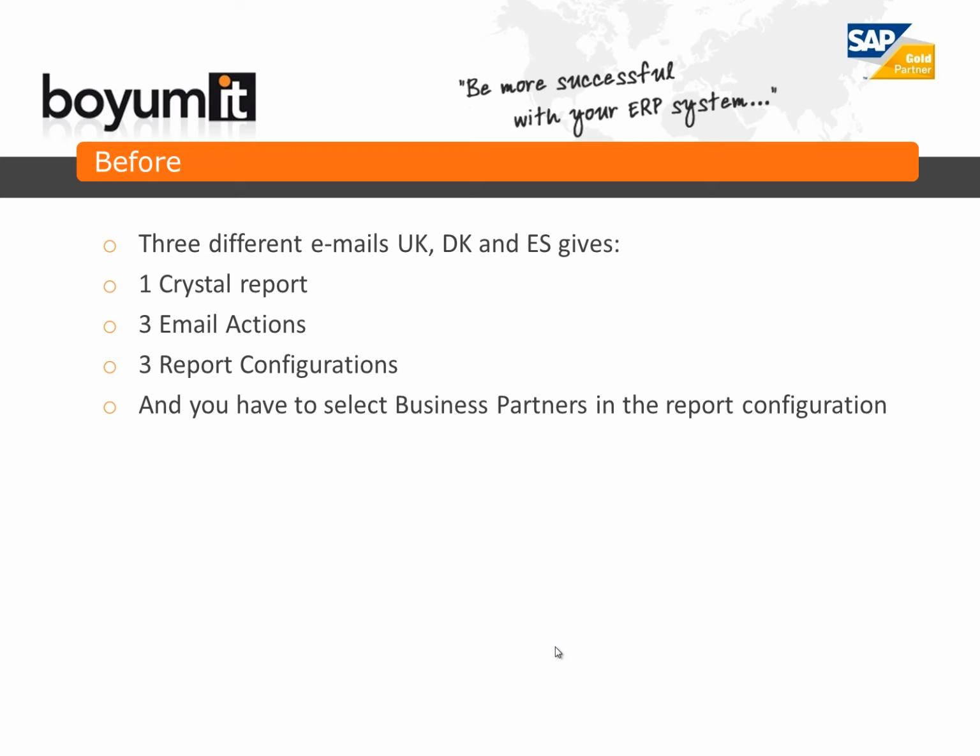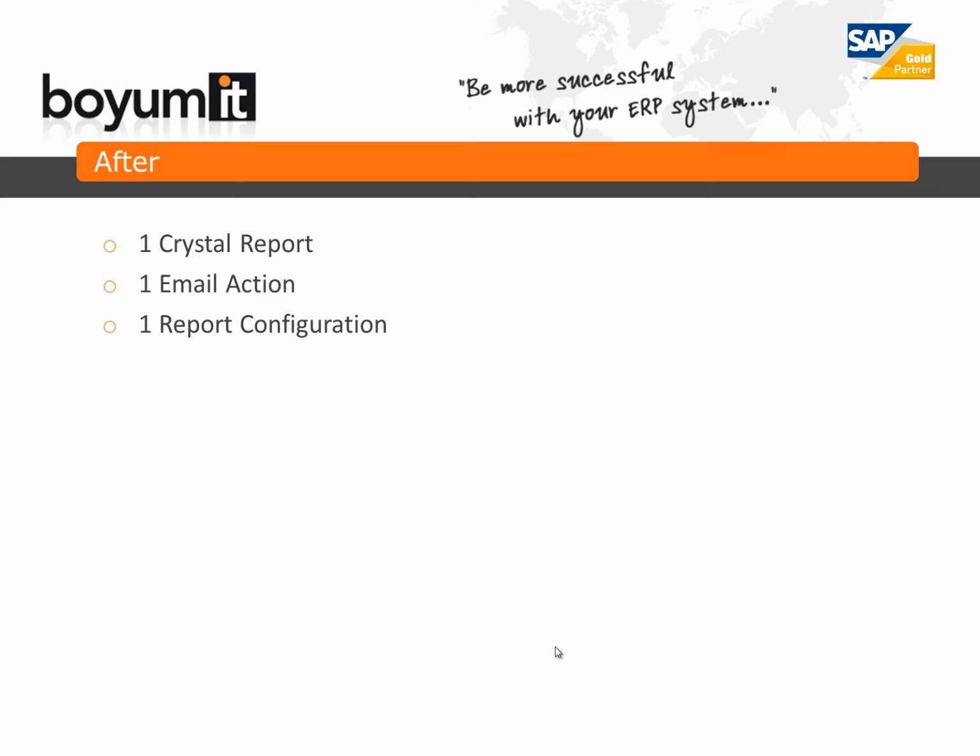If we had 3 translations, one for English, one for Danish and one for Spanish, we would have 3 email actions, 3 report configurations, and we had to select business partners where the report actions should be used. With the new system, we can have 3 translations as well, but we only need 1 email action, 1 report configuration, and we do no longer need to select business partners.